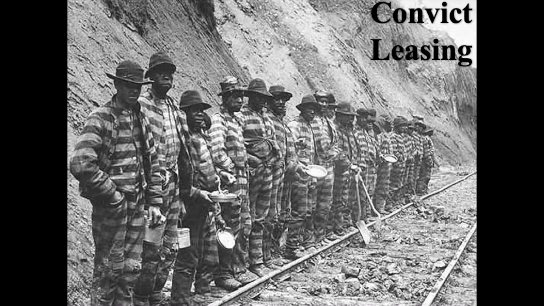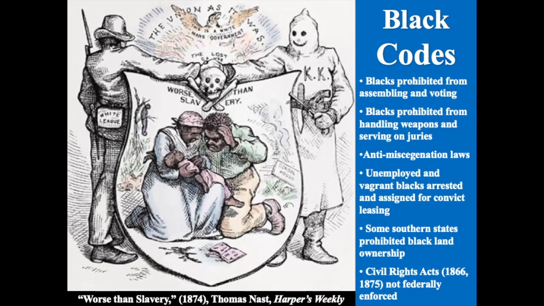Indeed, after the passage of the Reconstruction Amendments, southern states very quickly move in their state legislatures to pass what are called Black Codes. These are state laws that disenfranchise blacks from voting in southern states and also deny them equal protection under the law, often justifying violence against them and certainly not giving them equal access to public facilities. Blacks were prohibited from assembling together or voting. In several southern states, they are prohibited from handling weapons or serving on a jury.